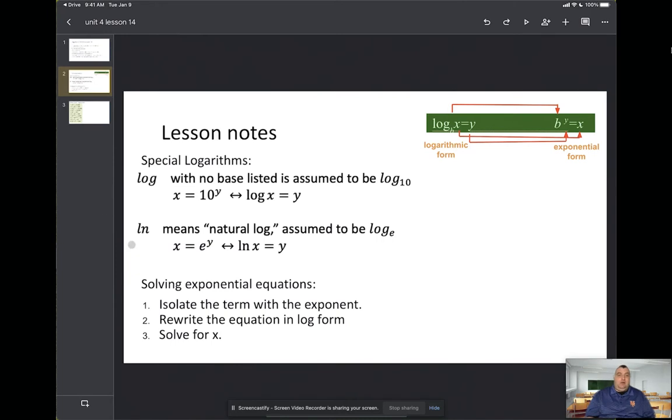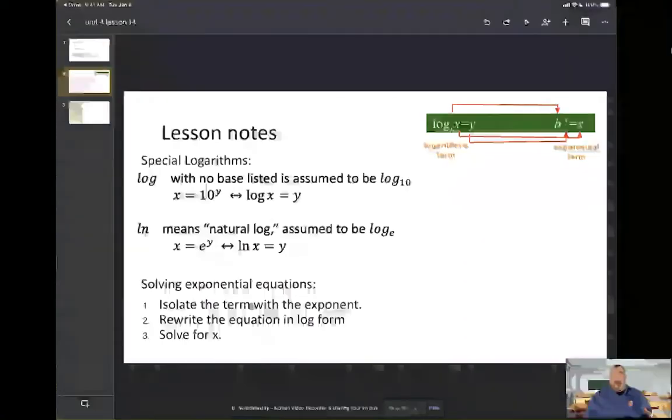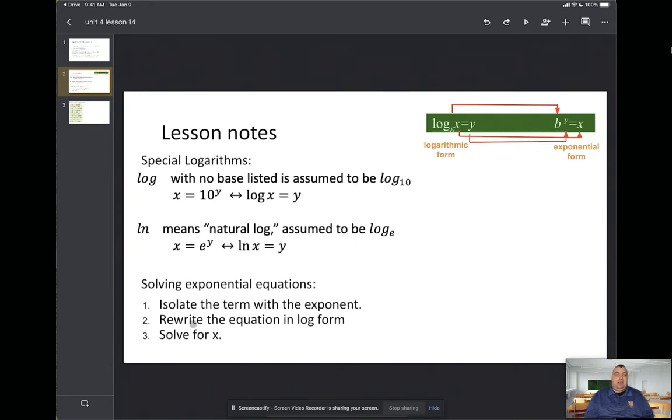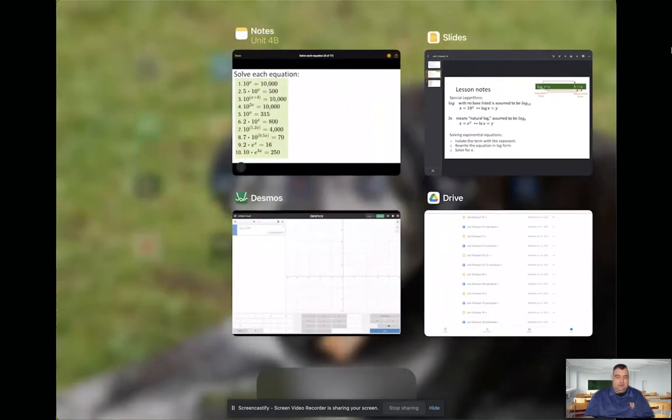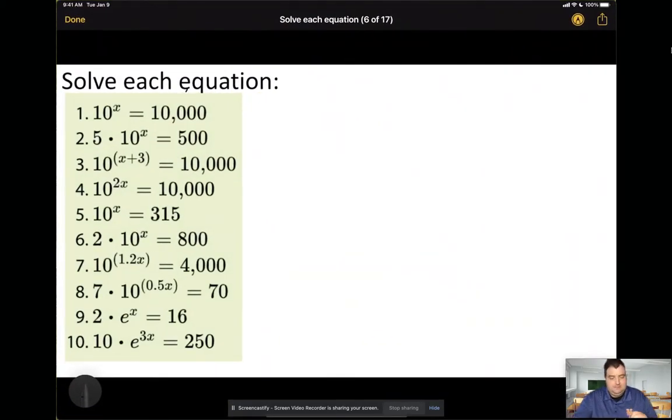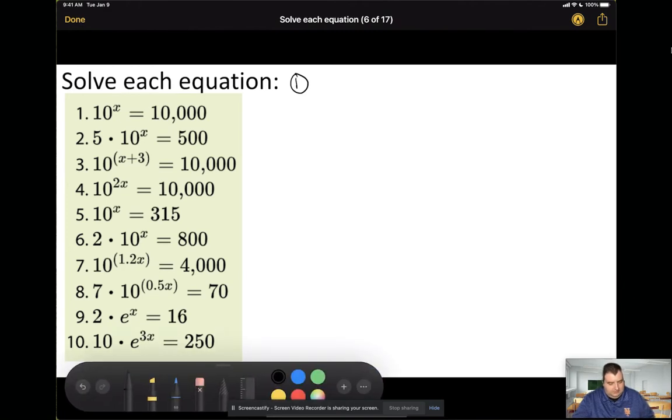With that in mind, when we're solving exponential equations, the first thing we're going to do is isolate the term that contains the exponent. That's the first thing we do. So we always do the opposites whenever we want to get rid of something. Once I have isolated the term with the exponent, I can rewrite the equation in logarithm form. So rewrite the equation in log form, and then, if necessary, solve for x. So I have a lot of examples that I want to go through with you in this lesson. So let's start with number 1.